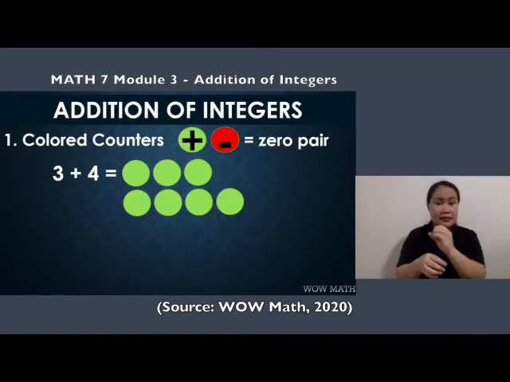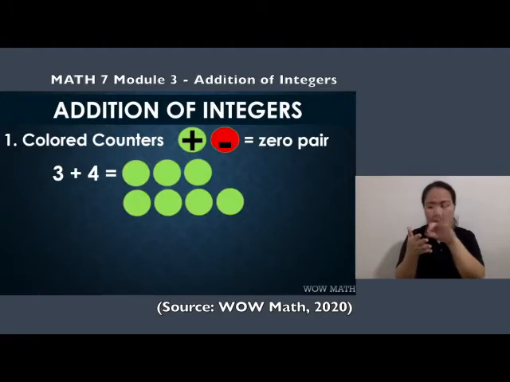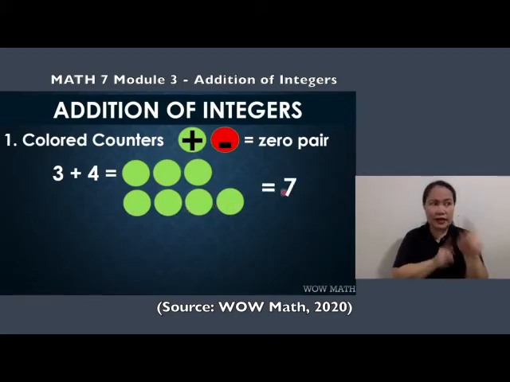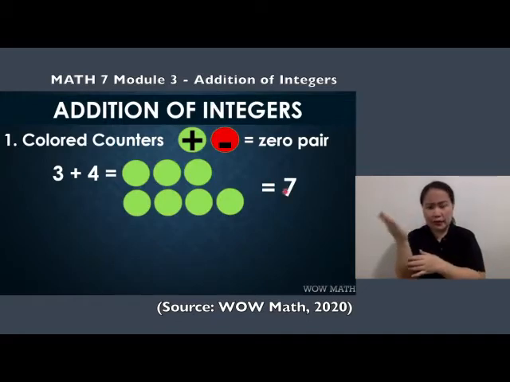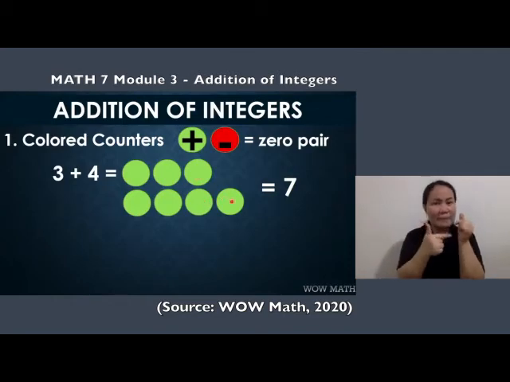So, we will now count all the colored counters. So, how many colored counters do we have? We have 1, 2, 3, 4, 5, 6, and 7. Okay, so we have 7. Now, bakit ito positive? Because the color of this is green. Okay, so ang kulay niya ay green, and green represents positive integer.